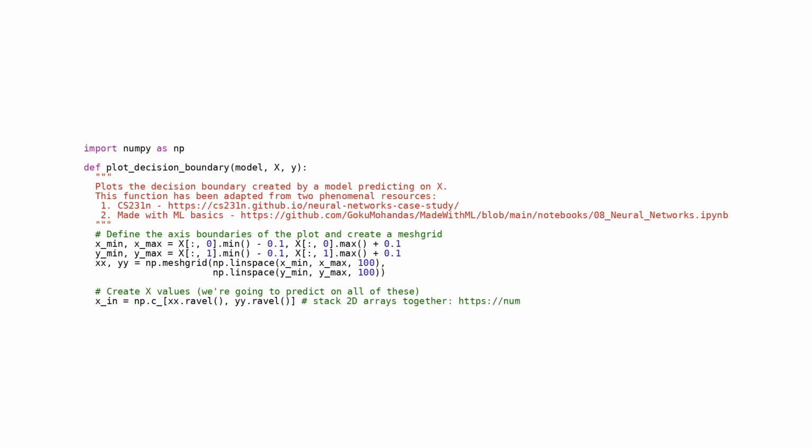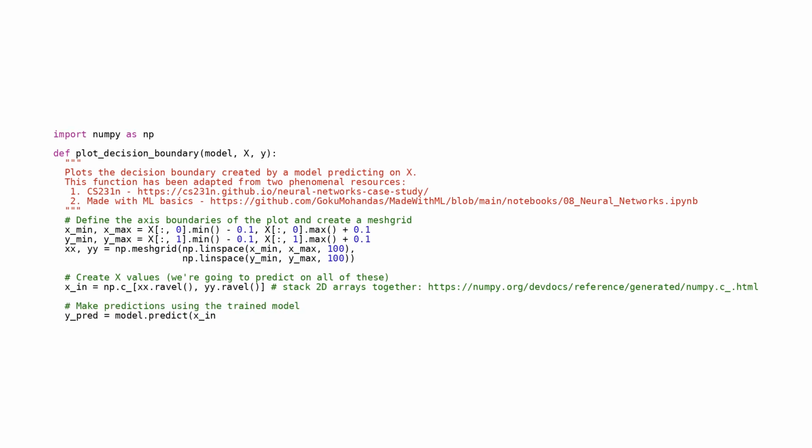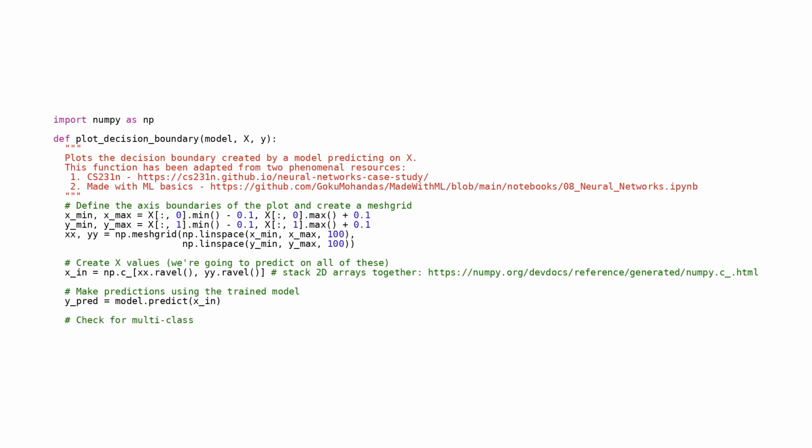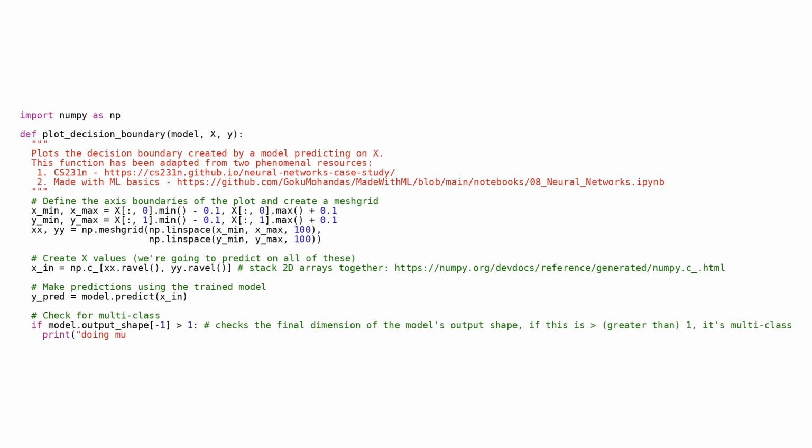The code also checks whether the model is performing multi-class classification, more than 2 classes, or binary classification, 2 classes, by checking the shape of the model's output. For multi-class, the prediction with the highest probability using argmax is selected. For binary classification, the predicted values are rounded off to the nearest integer.